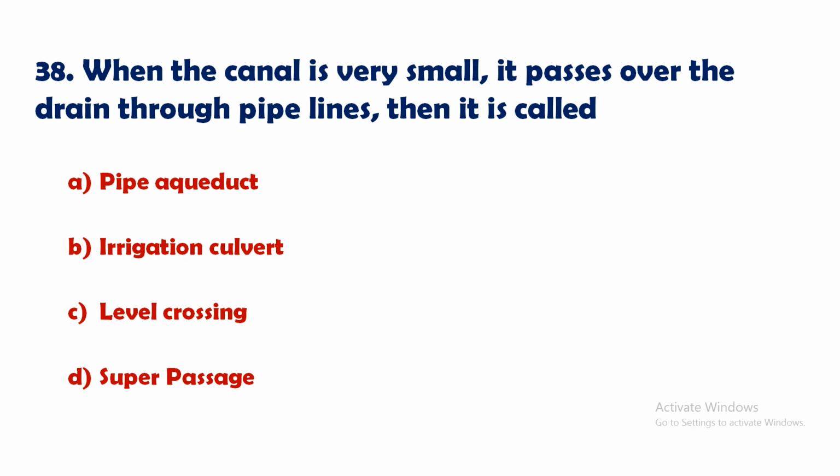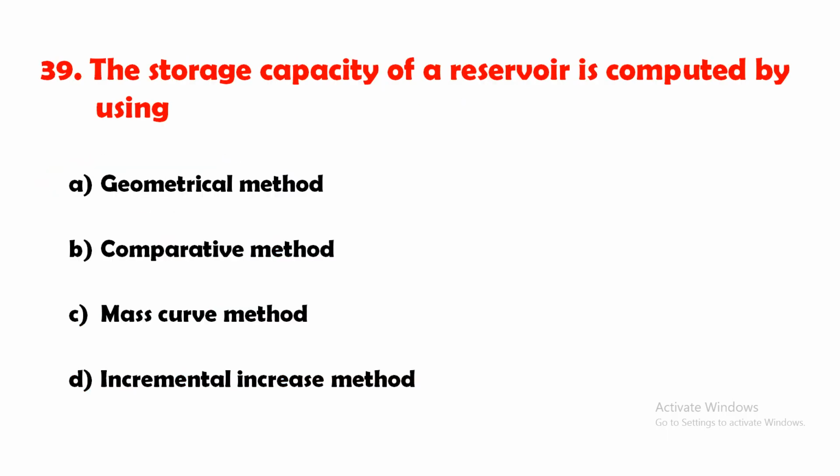When the canal is very small, it passes over the drain through pipelines, then it is called as a: pipe aqueduct, irrigation culvert, level crossing, super passage. The answer is, when the canal is very small, it passes over the drain through the pipelines, then it is called as a pipe aqueduct.